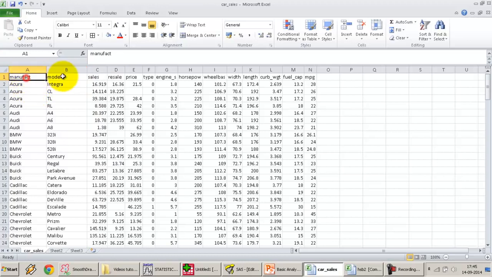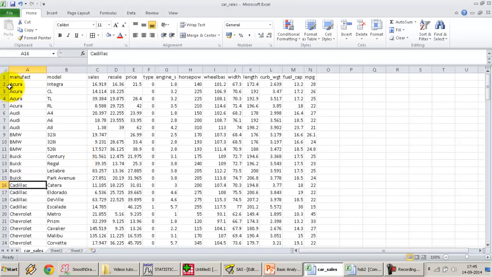the variables manufacturer and model. The manufacturer tells us which company is making that particular car, and the model talks about the specific model. For example, we've got a BMW 3 series, we've got a BMW 5 series. Within that, we've got 323, 328, and so on. We've got Buicks, Cadillacs, etc.